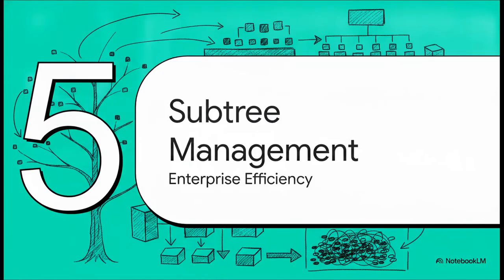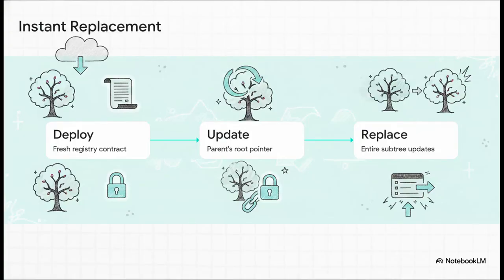Next up, part 5, instant subtree management. Picture this. You're managing a community DAO with 1,000 members, each with their own subname. If your membership criteria changes, in V1, you'd have to pay gas to manually revoke every single one of those names. But in V2, an organization can instantly swap out the entire subtree in a single, highly efficient operation. You just deploy a fresh subregistry, update the root pointer on the parent name, and bam! In one lightning-fast transaction, the old subtree is completely replaced.